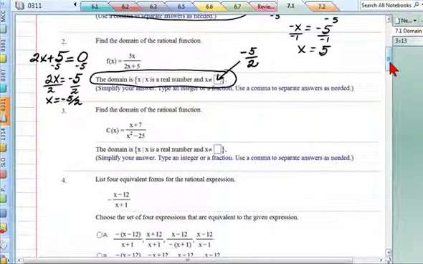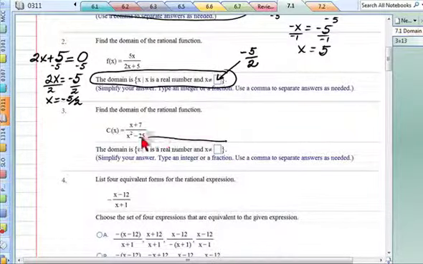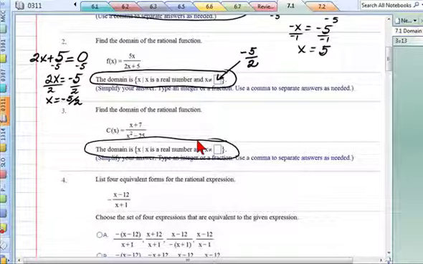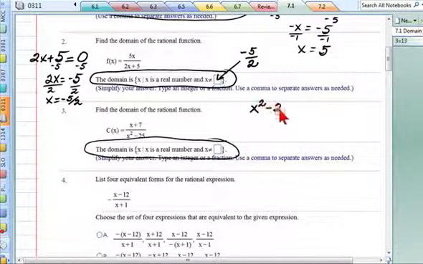All right, the third one, the last of those, number 3, it says, find the domain of the rational function. This one happened to, instead of using f of x, use the letter c of x. Don't let that bother you at all. How do I find out what the domain is? Remember, here's my answer. The domain is all real numbers, but x can't be. How do I do that? X squared minus 25 equals 0. Exactly. I take the denominator. I set it equal to 0.